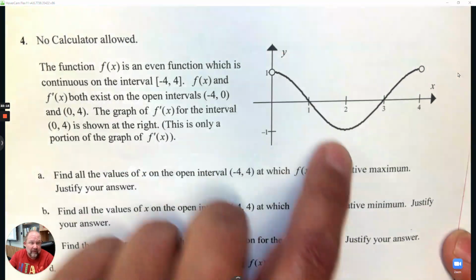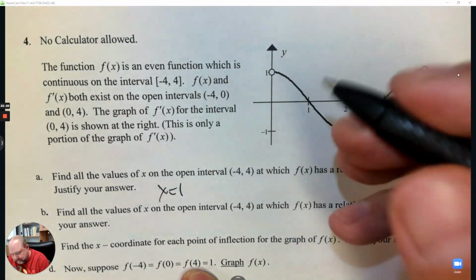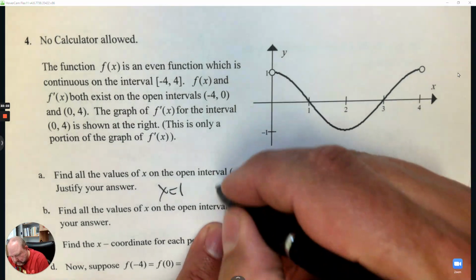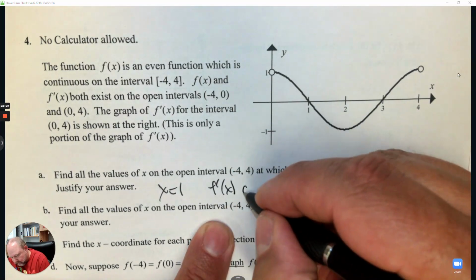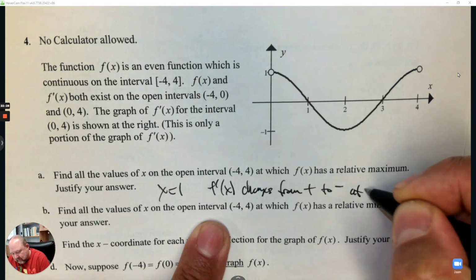That's when we go positive to negative. So we know it's at 1. Why? And it changes, right? From positive to negative at x equals 1.